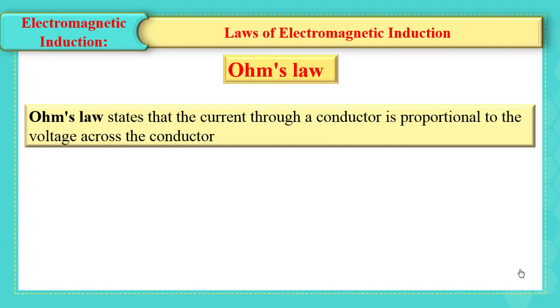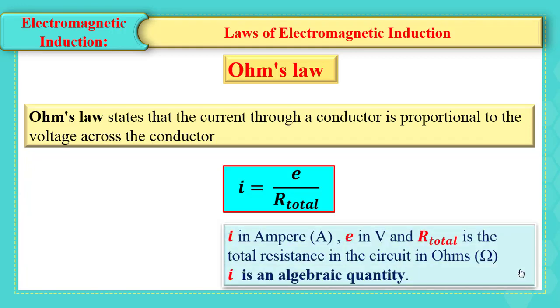Ohm's law. Ohm's law states that the current through a conductor is proportional to the voltage across the conductor. So I equals E over R total. I in ampere, E in volt, and R total is the total resistance in the circuit in ohms. And I is an algebraic quantity, so it can also take a positive or a negative value like E.